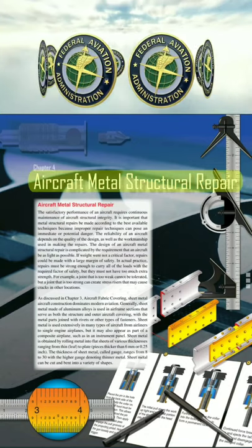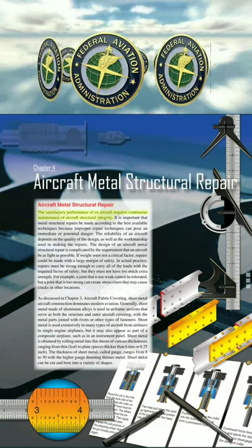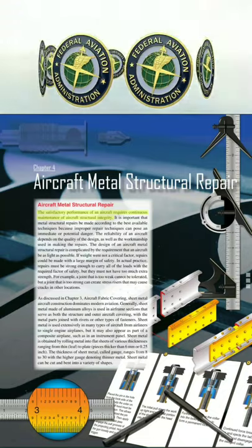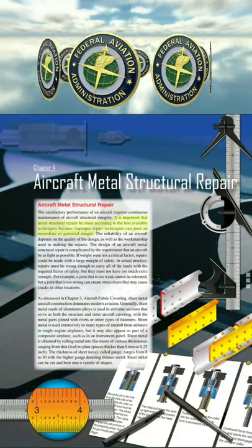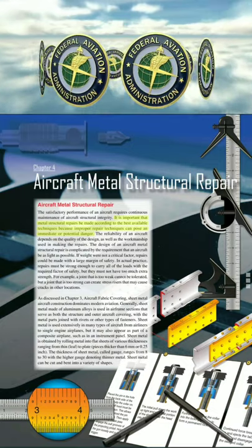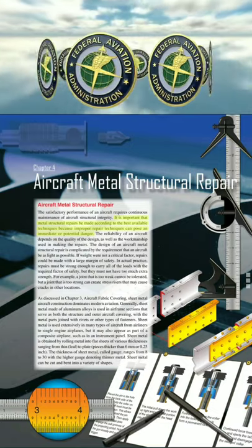Chapter 4. Aircraft metal structural repair. The satisfactory performance of an aircraft requires continuous maintenance of aircraft structural integrity. It is important that metal structural repairs be made according to the best available techniques, because improper repair techniques can pose an immediate or potential danger.